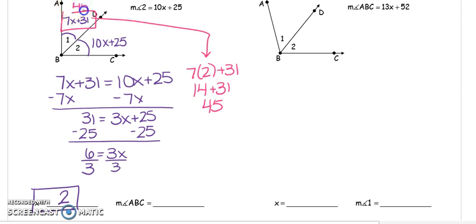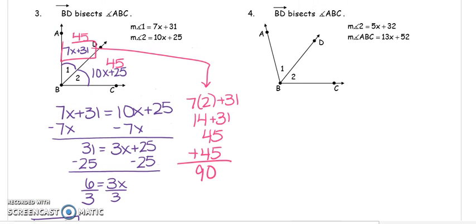Well, if it's 45 degrees here, it is also 45 degrees here. So I can say 45 and 45, I'll add those two together. I'll get that the measure of angle ABC is 90 degrees. Now with number 4, again, BD bisects angle ABC, so I'm going to mark those congruent. Angle 2 is 5x plus 32. And angle ABC, that's the big angle here, that's 13x plus 52.